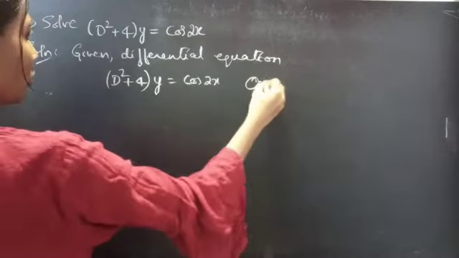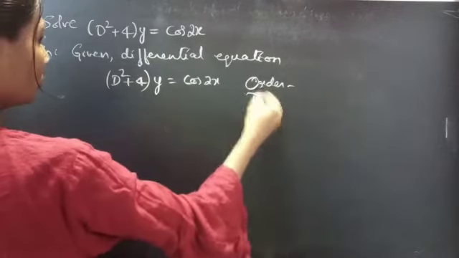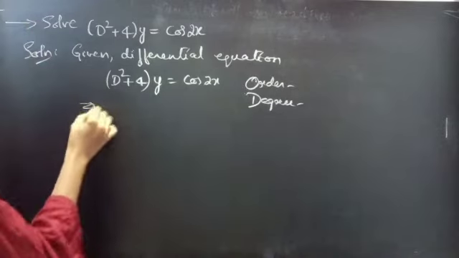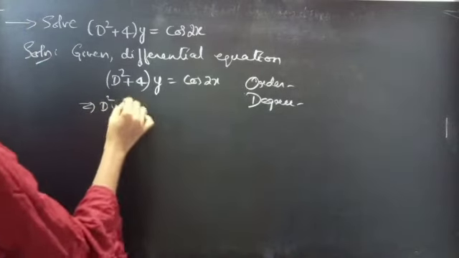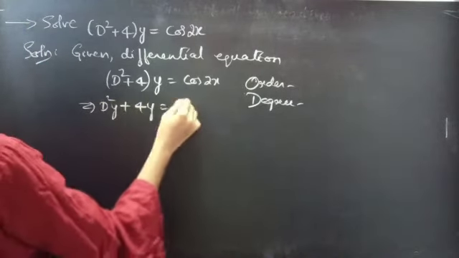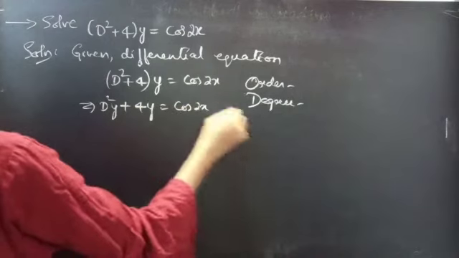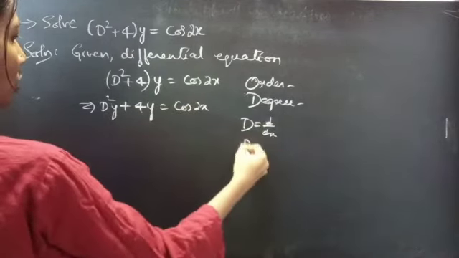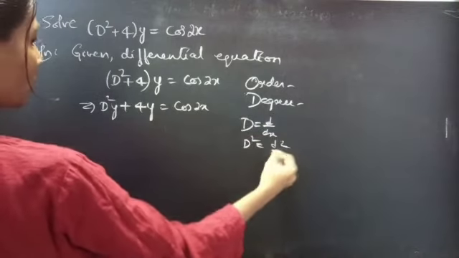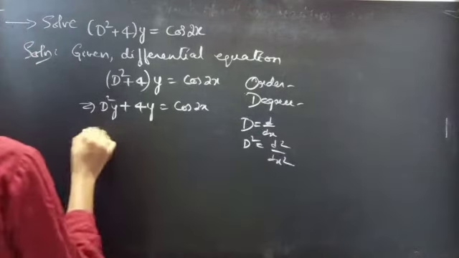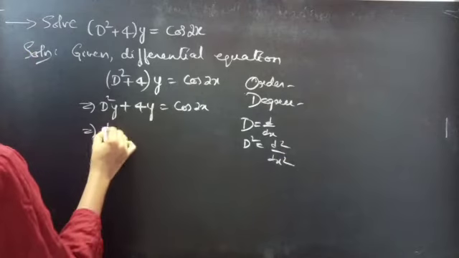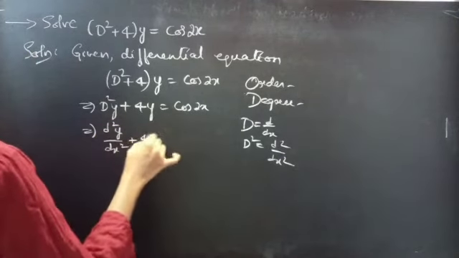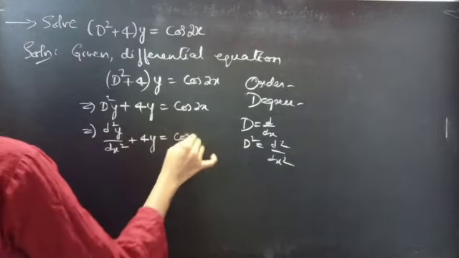Firstly, let's find the order and degree of the given equation. We can write the given equation as D square y plus 4y equals cos 2x. We know that the differential operator D equals d/dx. Then D square can be written as d square y by dx square. Right? Then this becomes d square y by dx square plus 4y equals cos 2x.